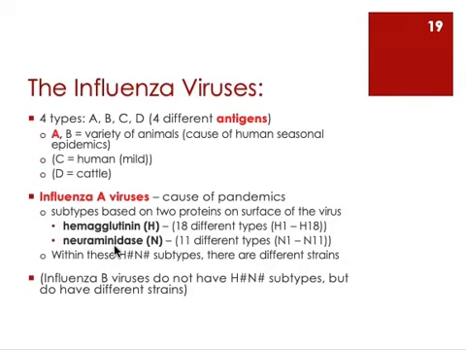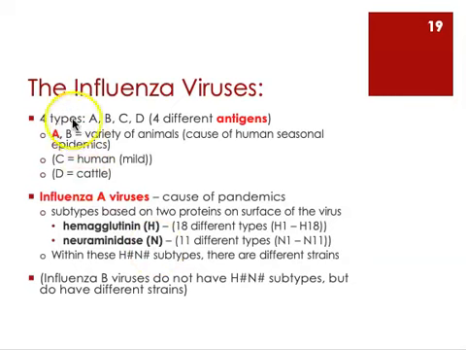The hemagglutinin protein on the surface of the influenza virus is what binds to the receptors on the host cells and allows the virus to get into the host cells. The neuraminidase protein is what's going to help the newly made viral particles get back out of those host cells. So the H and the N name that we give to influenza relates to those two very important proteins.